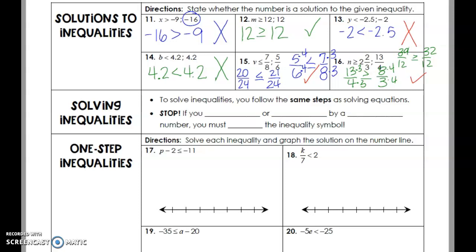On number 16, we're replacing n with 13/4. So now we're comparing 13/4 to 8/3. As we can see, 13/4 and 8/3 have a common denominator of 12. So the equivalent fractions would be 39/12 is greater than or equal to 32/12. This is a true statement. 39 is a greater numerator than 32. So that statement is true. Now let's start to look at solving inequalities.